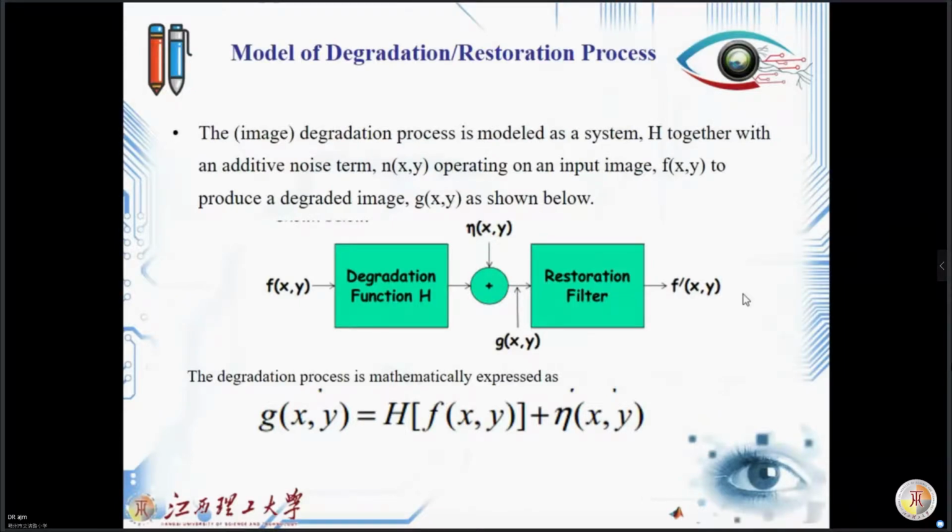And we can have the model of the restoration process, combined with the degradation. You will see here the image degradation process can be modeled as the system H together with the additive noise term eta(x,y), as the summation that you can see, acting on the input image f(x,y) to produce a degraded image g(x,y), which will be entered to the restoration filter. The degradation process is mathematically expressed as g(x,y) = H[f(x,y)] + eta(x,y).